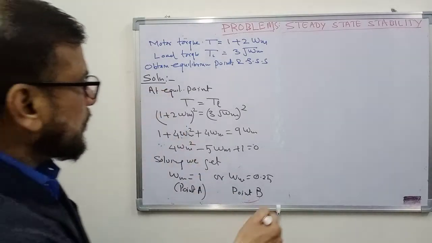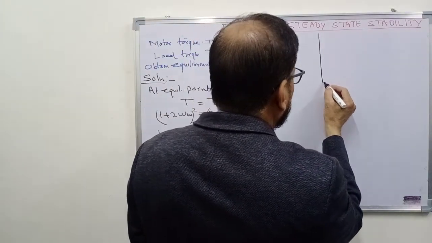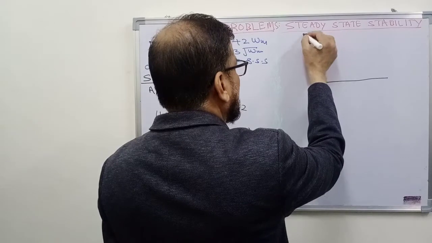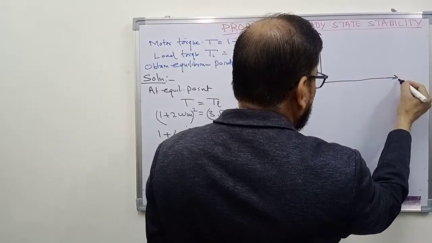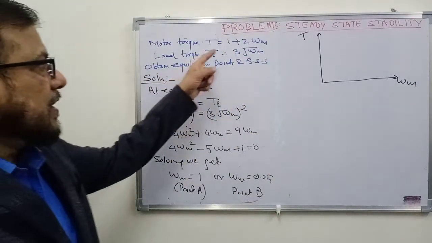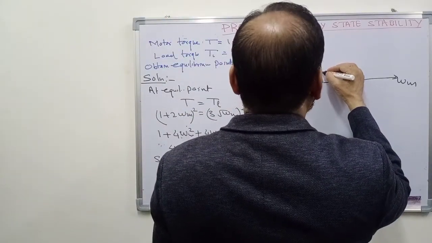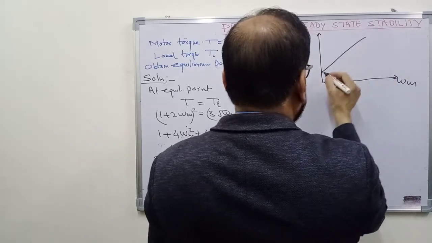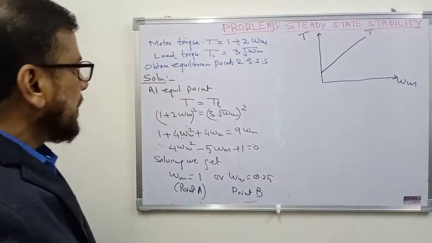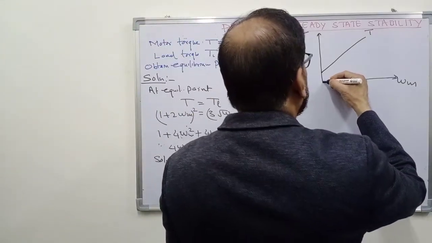You can show it graphically also. If you plot these two characteristics, it will be somewhat like this. You have to take T on this axis. The motor torque is linear, varying from a starting point of 1, that is 1 plus 2 omega m. The load torque is 0 at 0 speed, so it is somewhat like this.